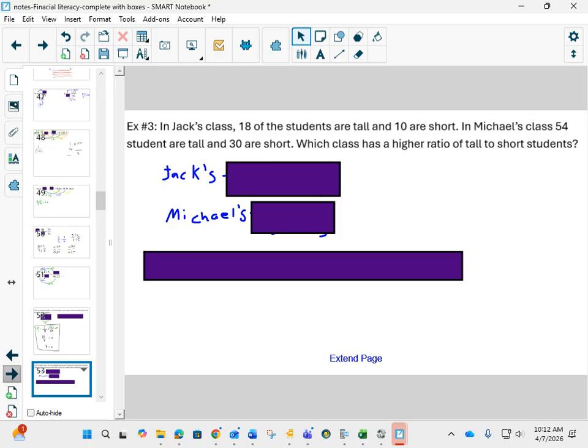Okay, but is the ratio bigger? Are there more per capita kind of idea? Are there a higher ratio of tall people in Jack's class or a higher ratio of tall people in Michael's class? If you look at it right now, do you get a sense?